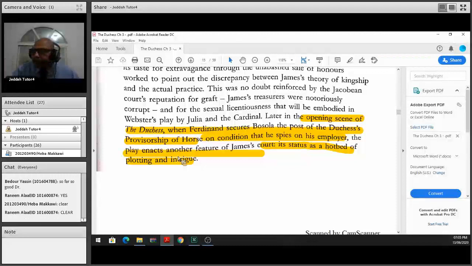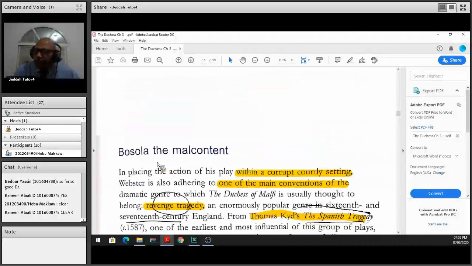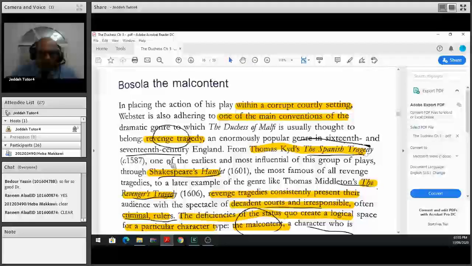So as you can see, James's court was a hotbed of plotting and intrigue, along with corruption and the selling of titles and offices and all these kinds of things. And we go to the character of Bosola.